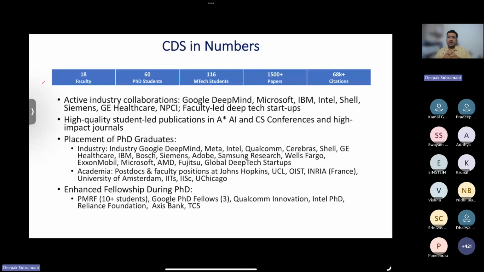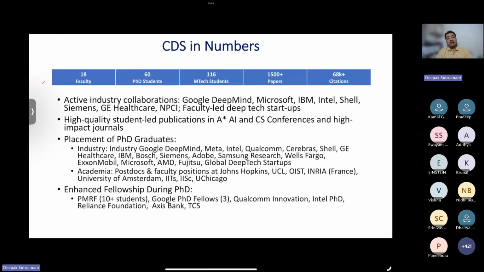Overall, our faculty and the labs have published more than 1,500 papers, which have more than 68,000 citations in their lifetime. We have active industry collaborations with Google DeepMind, Microsoft, IBM, Intel, Shell, Siemens, GE Healthcare. We are in Bangalore, right? And all the big companies in Bangalore have an association with the Indian Institute of Science and specifically with the faculty in the Computational and Data Sciences department.